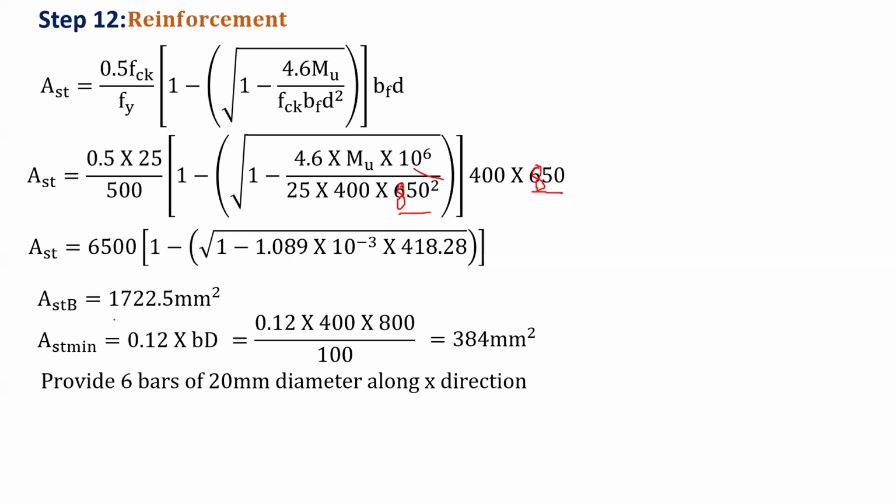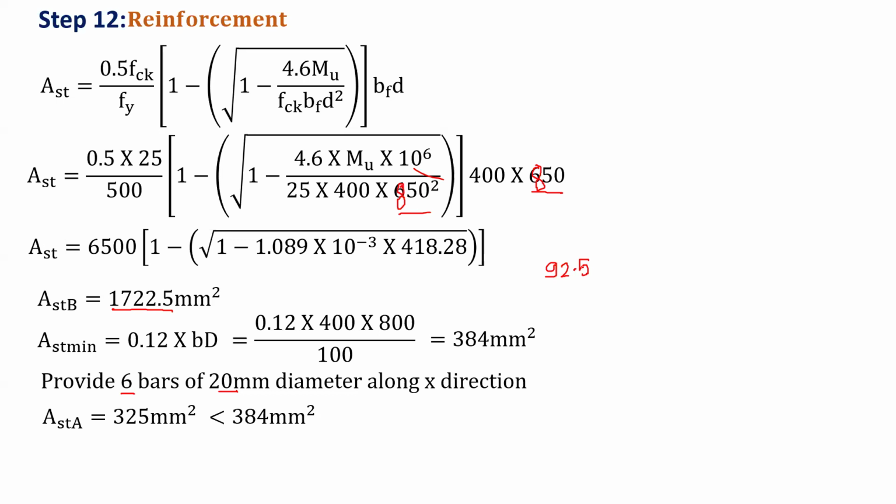So we have this value at column B 1722.5, and we have to provide 6 bars of 20 mm diameter along X direction, that is along length. And then we have Ast. So first I have put 418.28, and second we have that value something 92.5 or likewise.